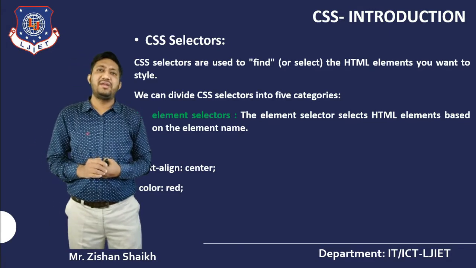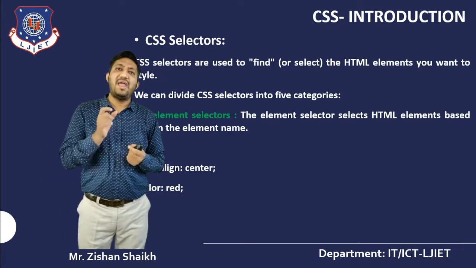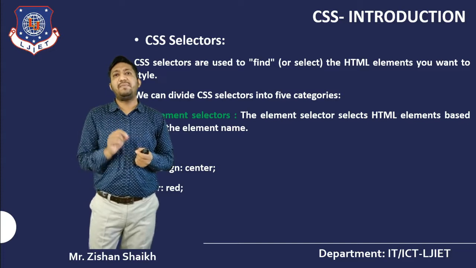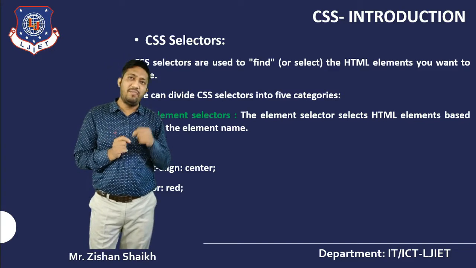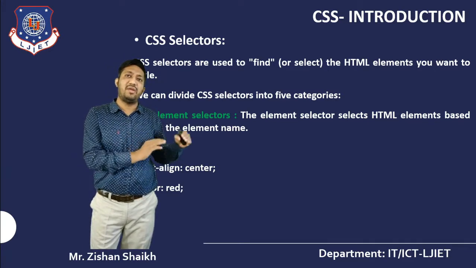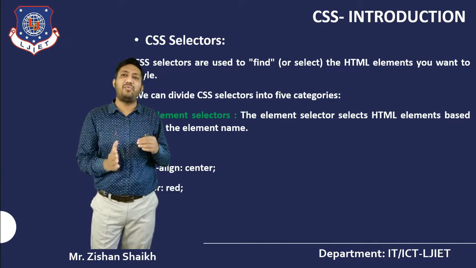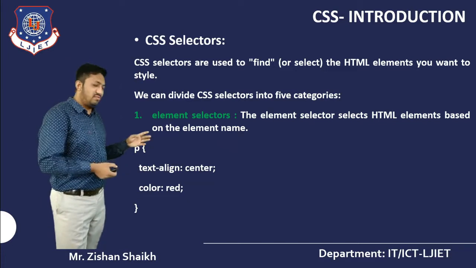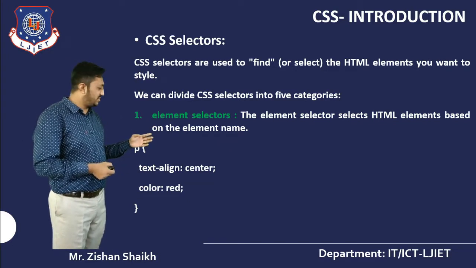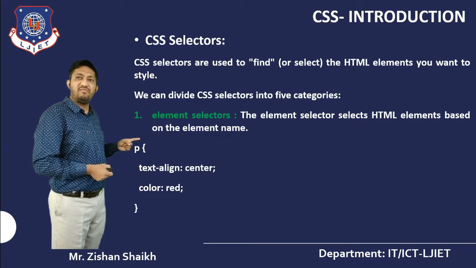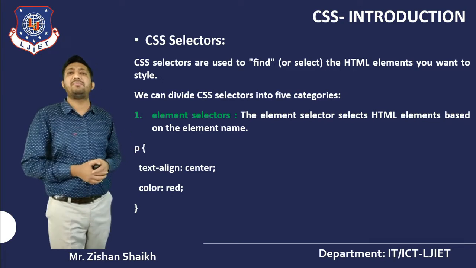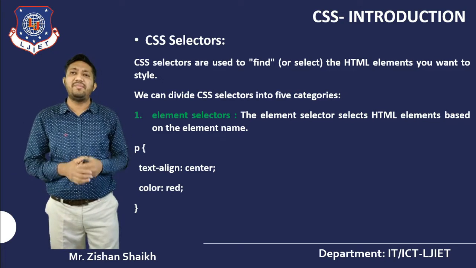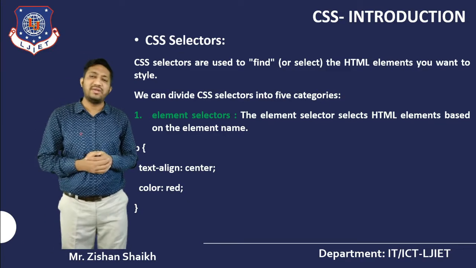So the element selector selects the HTML elements, the HTML tag, and for that we are providing a property and value. For example, the same example we saw previously is applied here. We have one p tag in my HTML file. In my paragraph, I am writing "hello students".